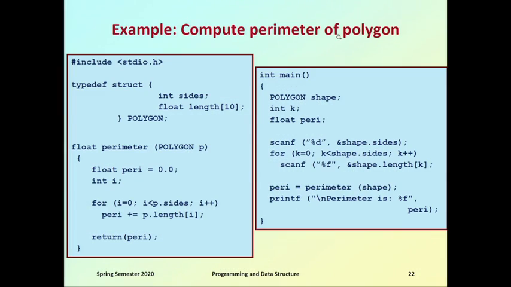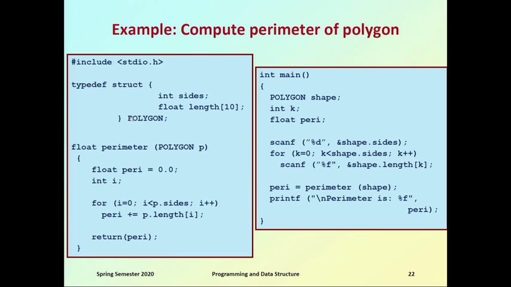The simple example is to compute the perimeter of a polygon. Now, see the program. Like #include <stdio.h>, we know that library header we include. Then we have to define a polygon. Now, see that in C we do not have any polygon data type. So, I define this as a user defined data type. We use typedef struct, int size, float length[10], polygon.